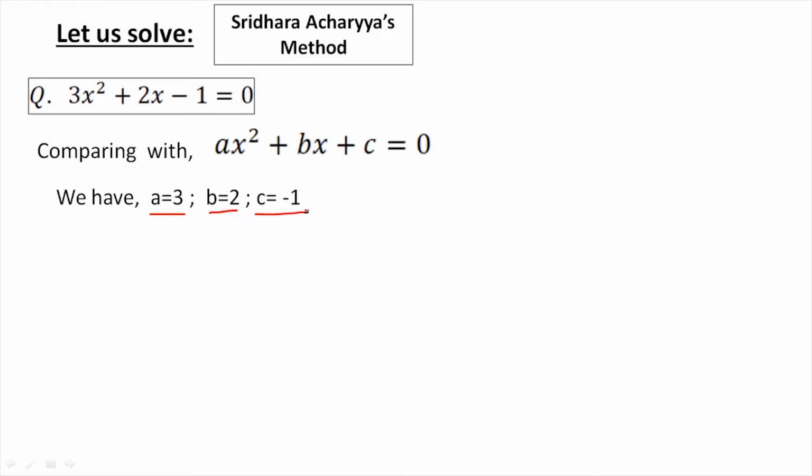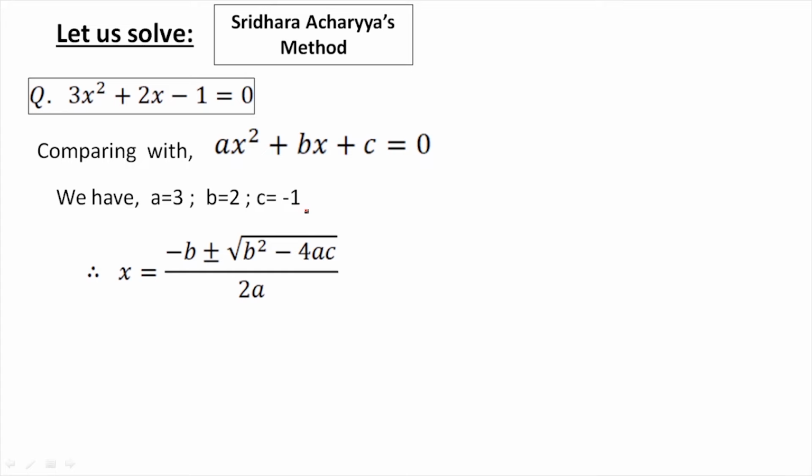Okay, now what is the formula? You need to remember this formula, which says x equals minus b plus minus under root b square minus 4ac, divided by 2a. Now what we will do is replace the values of a, b and c in this formula.